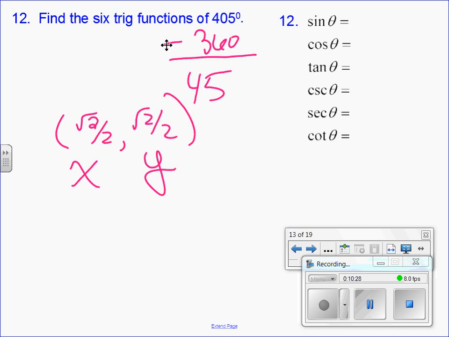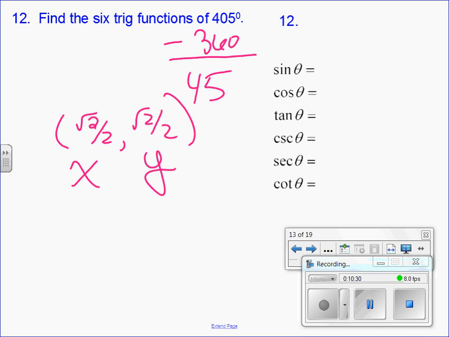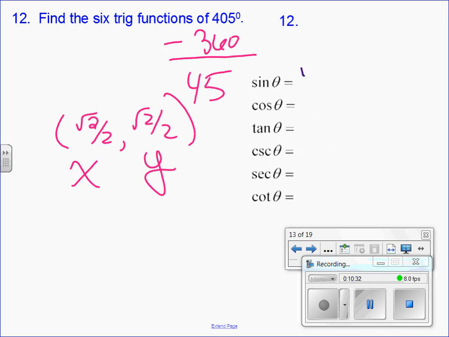I'm going to move that down and see if my board will let me write it a little nicer. So radical 2 over 2 for our y value, radical 2 over 2 for our x value. What would our tangent value be when you divide the two numbers? 1, very good.